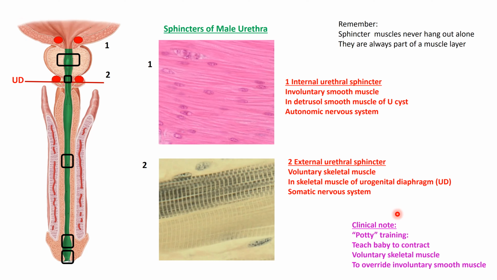How about the external urethral sphincter, which is basically your voluntary skeletal muscle that you can control by the somatic nervous system. That's going to be part of the skeletal muscles of your bum, or the urogenital diaphragm. Clinical note: when you are potty training your baby, you are basically teaching the baby to contract the external urethral sphincter voluntarily to override the involuntary smooth muscle that you are not in control of.